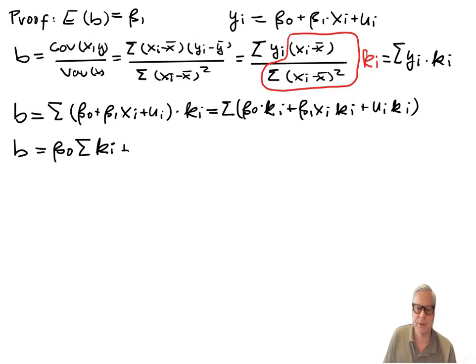plus beta 1, 1 not i, beta 1 times the sum of xi times ki plus the sum of ui times ki.